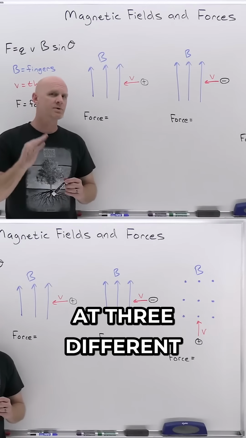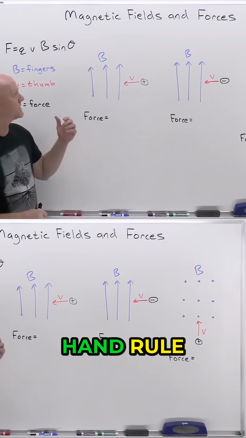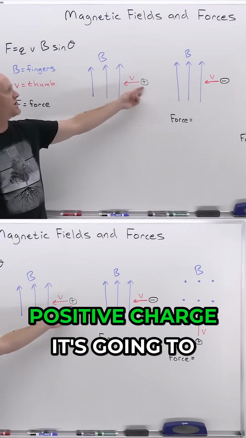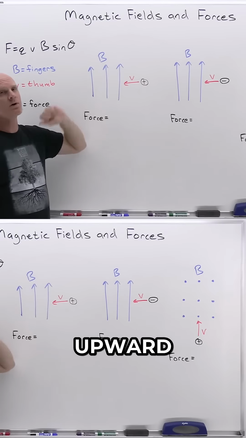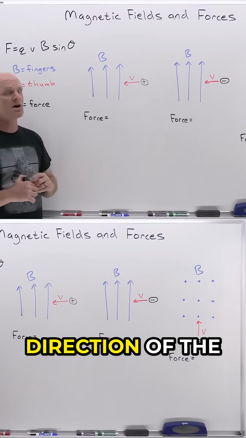So now we're going to take a look at three different applications of the right-hand rule. In the first one, we've got a positive charge moving to the left, and it's going to enter a magnetic field that's directed upward. The question is, what is the direction of the force?